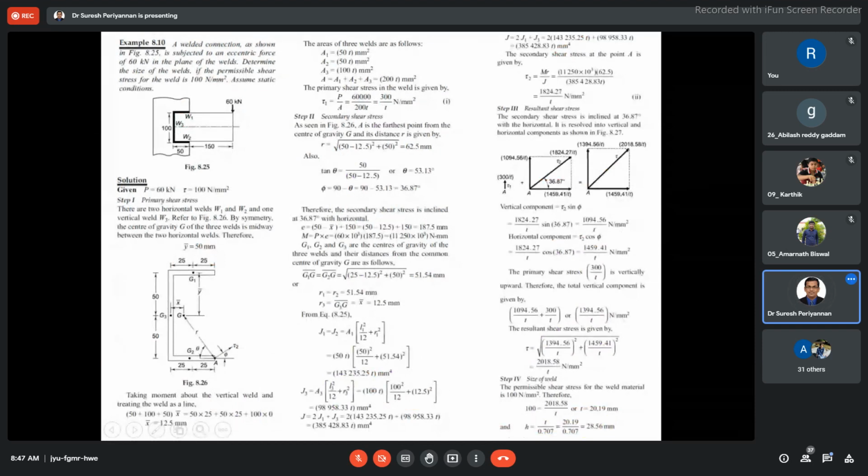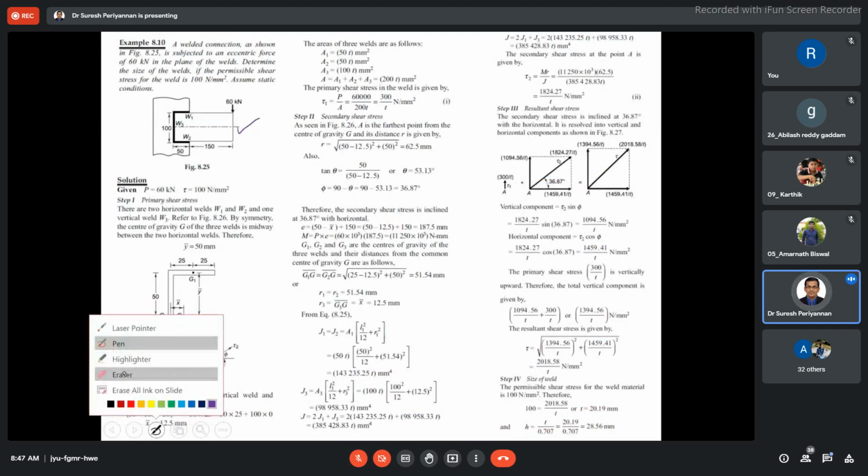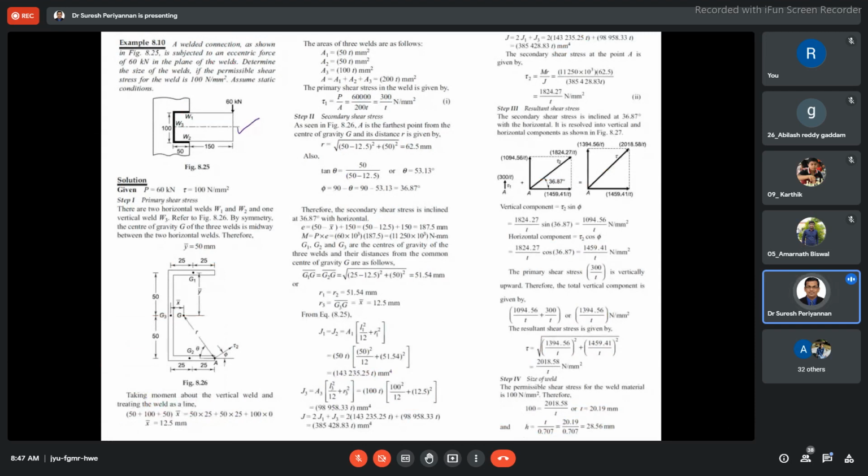Okay, I come to the next problem. See here, this is the problem. Welded connections as shown in the figure. This is the given diagram. It is subjected to an eccentric force of 60 kilonewton, sorry, in the plane of the welds. Determine the size of the weld if the permissible shear stress for the given weld is 100 Newton per mm squared. Also assume a static condition.